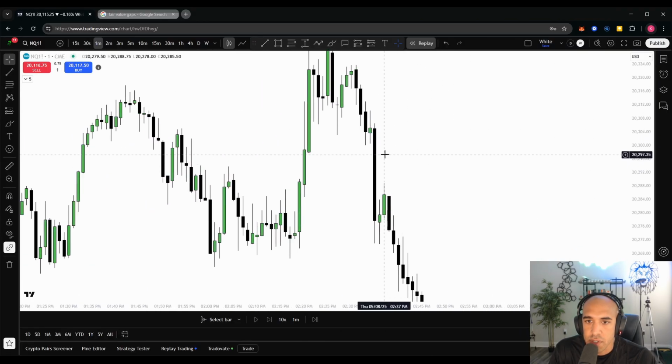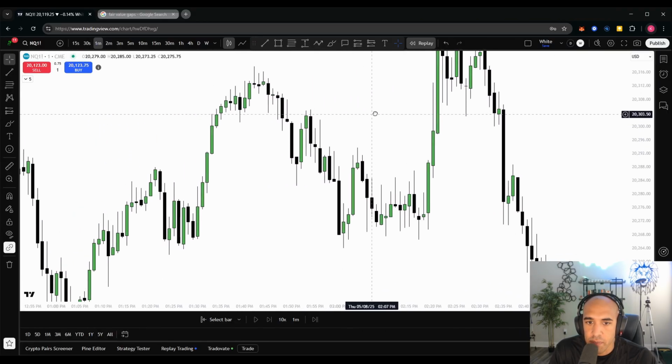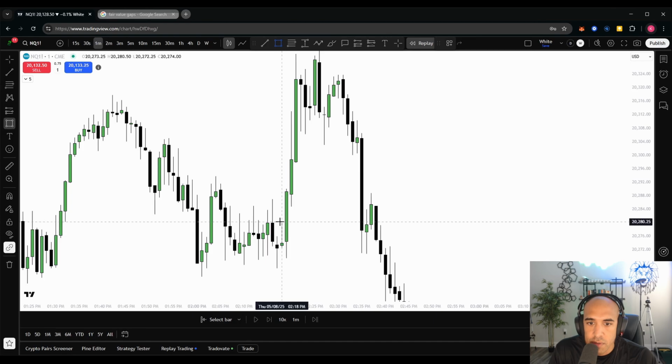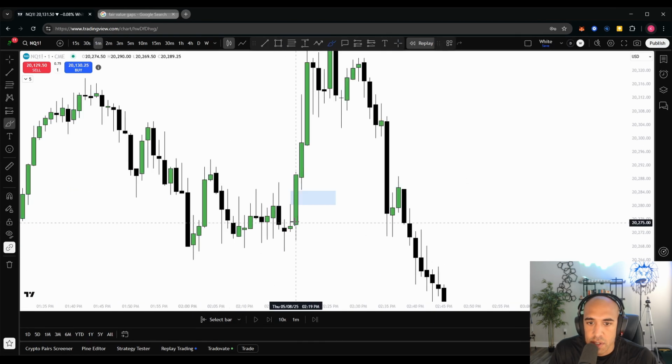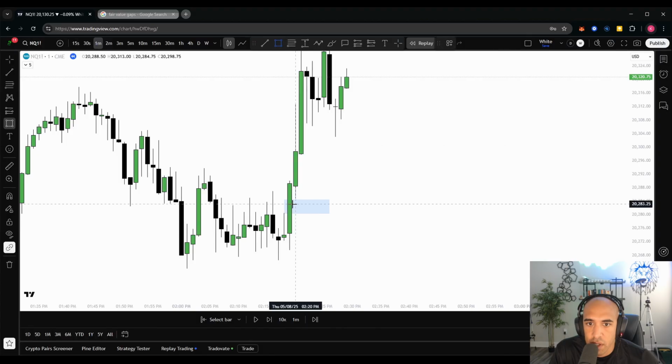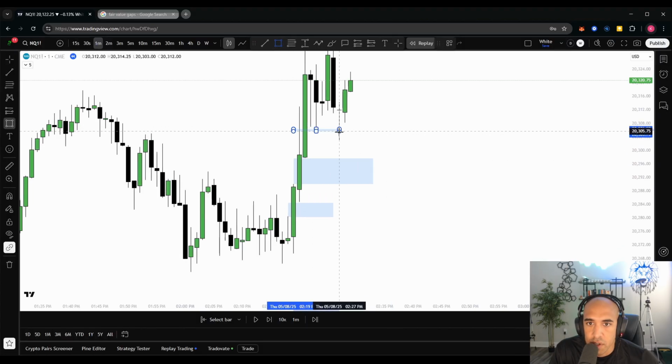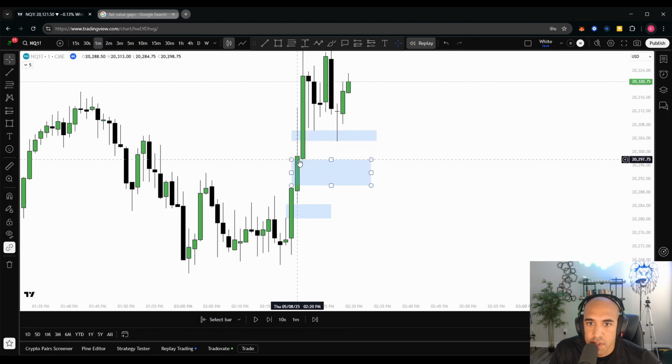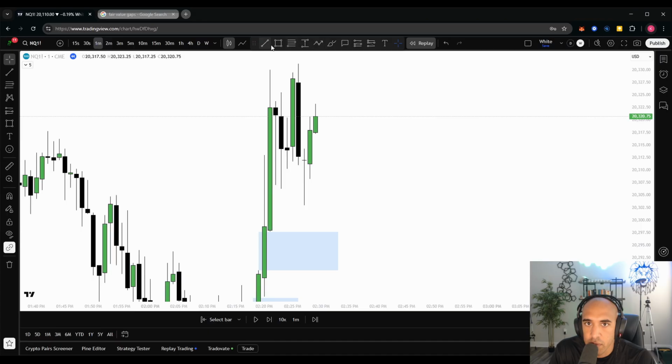Let's go through an exercise and mark all the fair value gaps. There's a fair value gap here. Here's candle 1, here's candle 3, here's a gap in between. So there's a fair value gap. There's another one here. Why isn't there one here? Here's candle 1, here's candle 3. Why wouldn't that be a fair value gap? It's because there's no gap there. Here's another fair value gap. There's one right here.